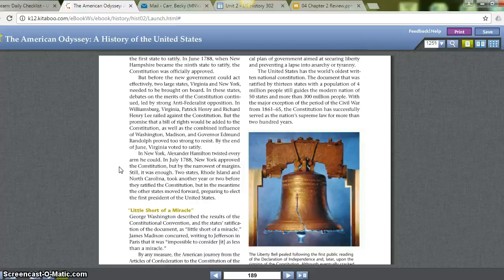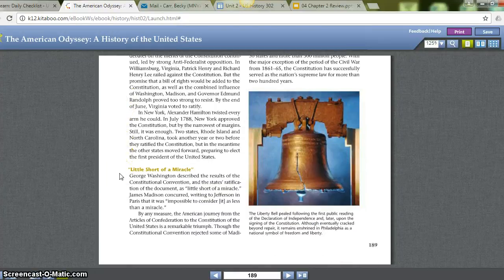Two states, Rhode Island and North Carolina, took another year or two before they ratified the Constitution. But in the meantime, the other states moved forward, preparing to elect the first president of the United States. Little short of a miracle.